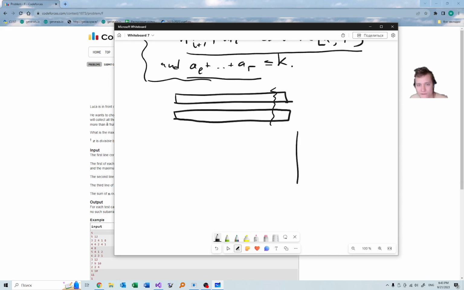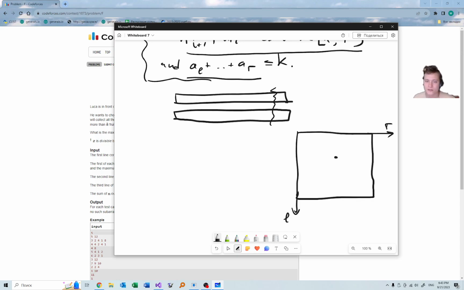So let's draw a 2D diagram where this is where we put L, and this is where we put R. And these points correspond to the beginning and the ending of the segment. So this is all possible segments where L is at most R. And as I said, the area of all possible segments here looks like some sort of horizontally and vertically convex.